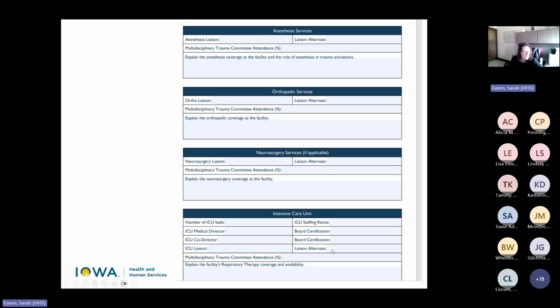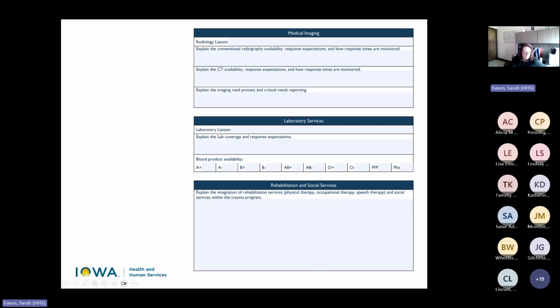Your ICU liaison and your liaison alternative, again, between the two of them, they need to make it to multidisciplinary trauma committee, which makes sense, right? If you're admitting your trauma patients to ICU at your facility, you need to be able to follow the care of the patient all the way through their stay at the hospital. That includes the ICU. So if issues arise, you need to have your point person get up and discuss it at multidisciplinary trauma committee.